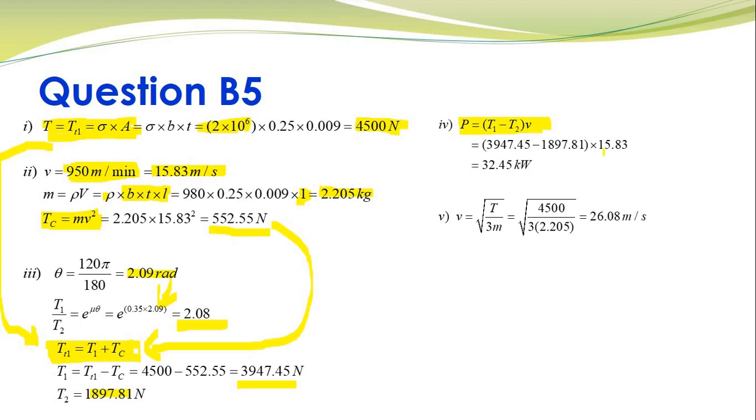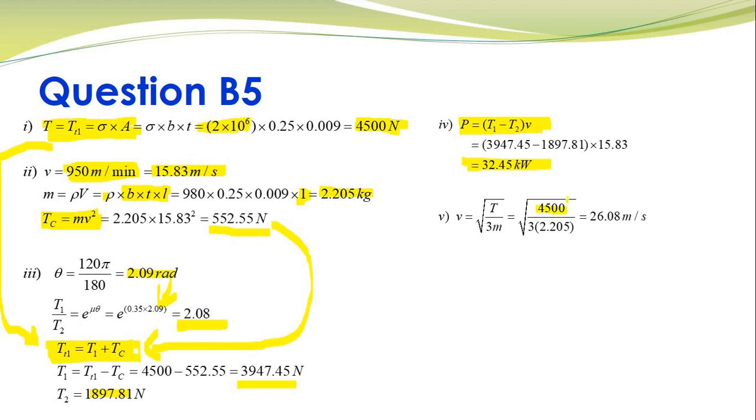So (T1 - T2) times your velocity, you get the power transmitted to be 32.45 kilowatt. And the last one was to find the maximum velocity taking into account the maximum power transmission condition. So for that, your maximum velocity is simply the square root of T over 3m.